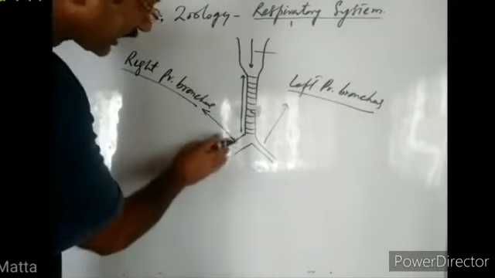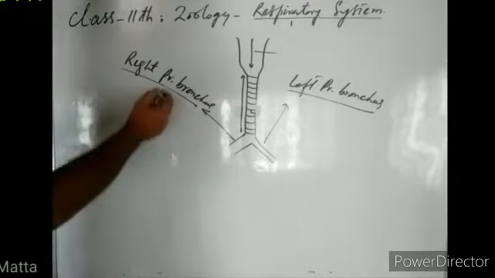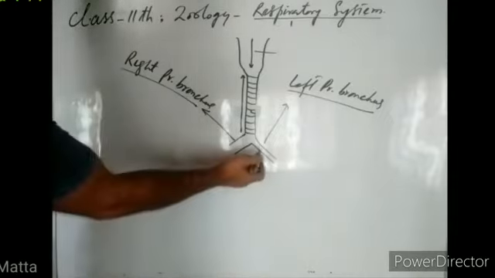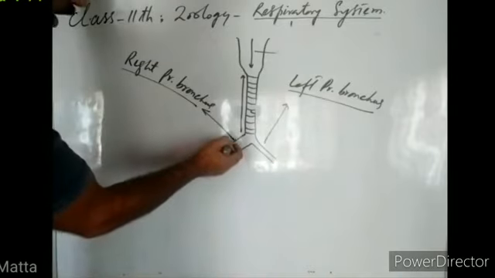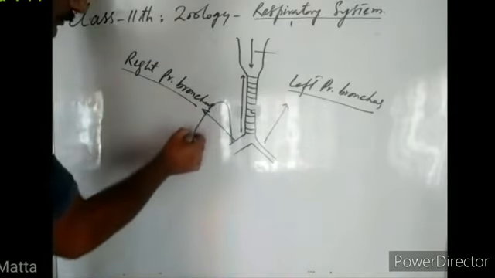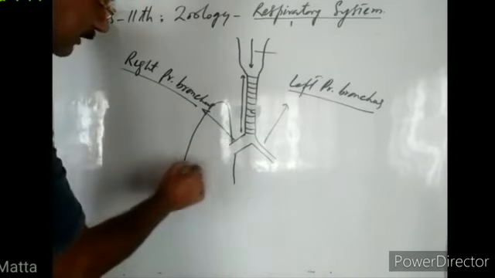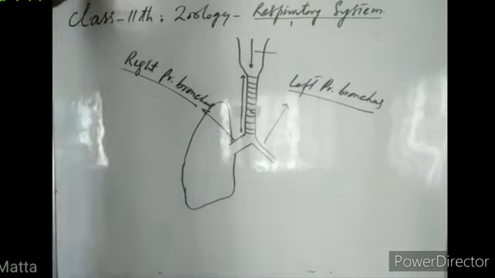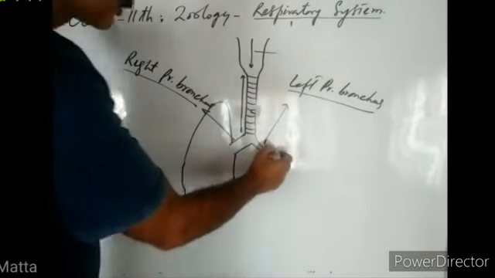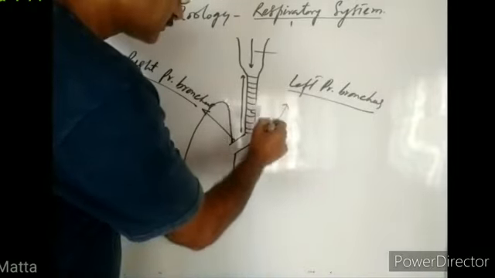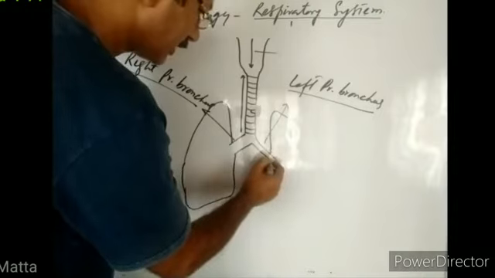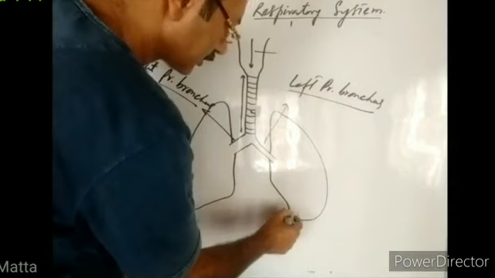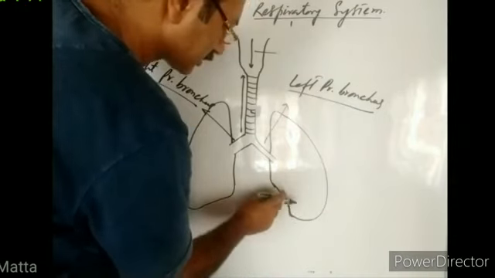As you can see in the diagram, this right primary bronchus is shorter but wider than the left primary bronchus. The right primary bronchus is short and wide, while the left primary bronchus is long but narrow.